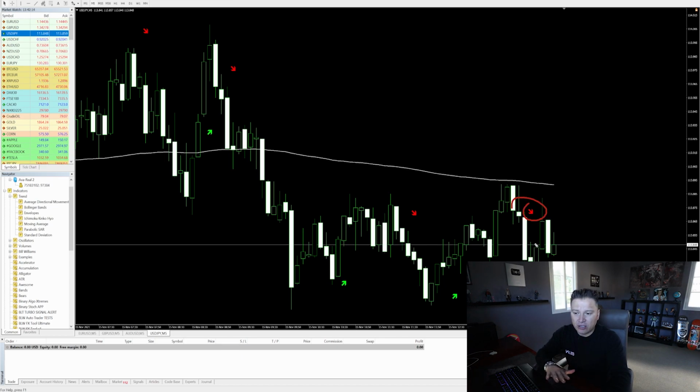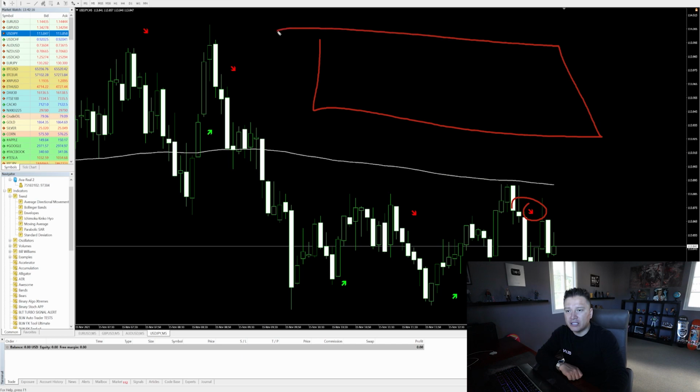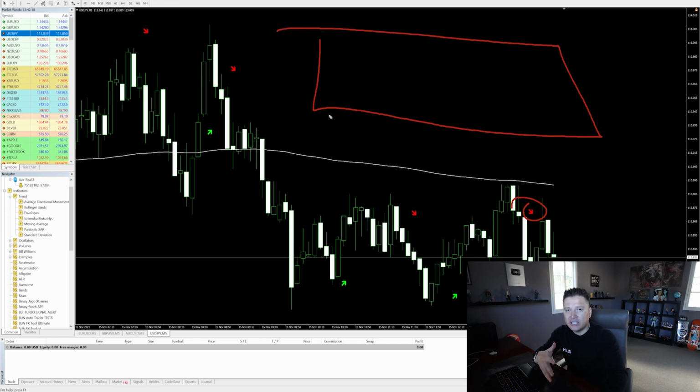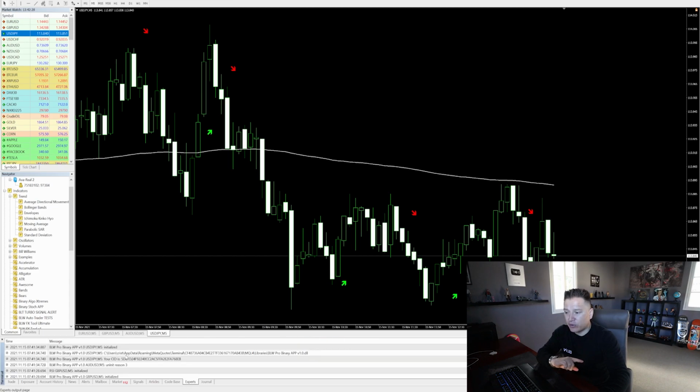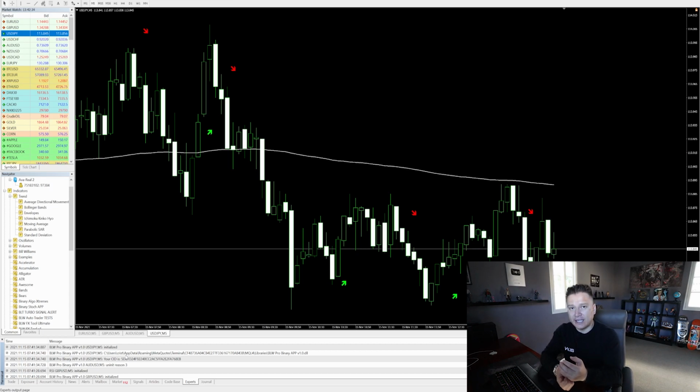You get this signal, and you will also get a pop-up message saying, hey, USD JPY low, which basically stands for put, and high, which basically stands for call. One thing that you can also do is go to the experts tab right here, and it will tell you what are the last signals that the system has sent you.